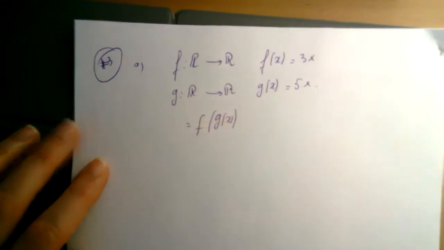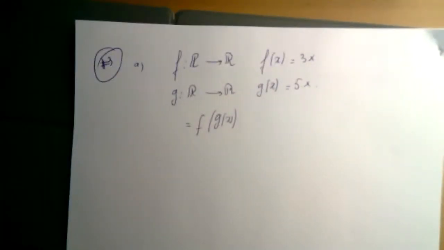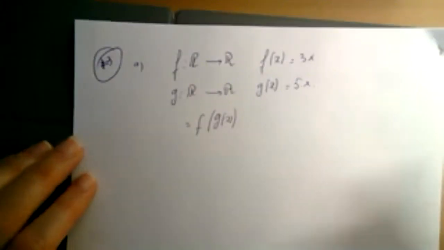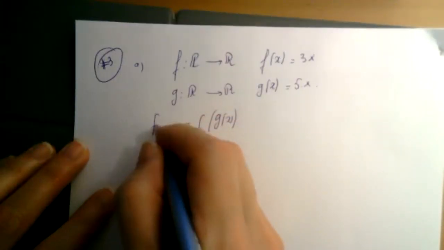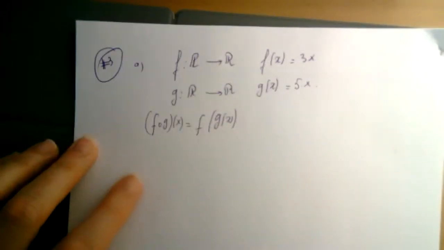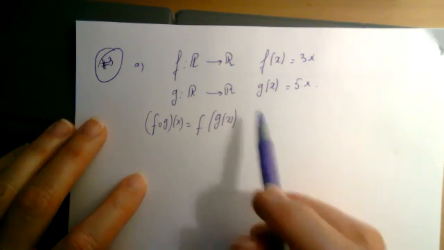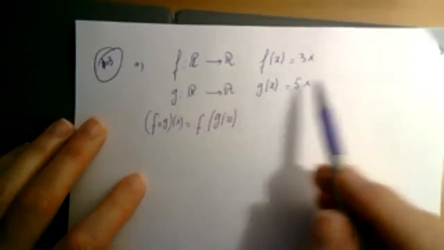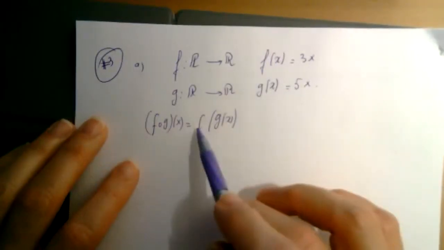What do we call f of g of x? What does f of g of x mean? Do you guys remember what I'm asking you to compute? The composition of two functions. So basically, I have two functions, f and g. The first one takes x to 5 times x. The second takes x to 3x.